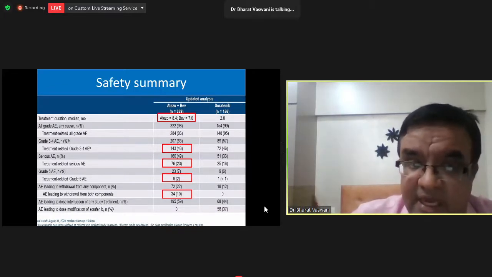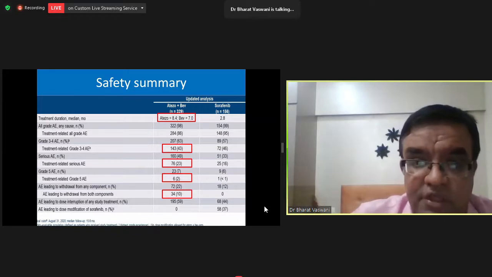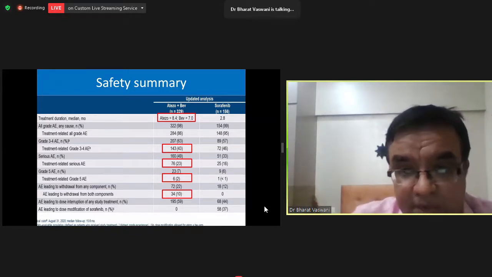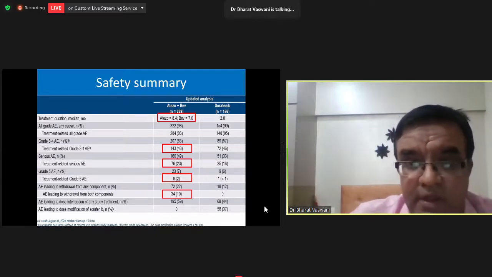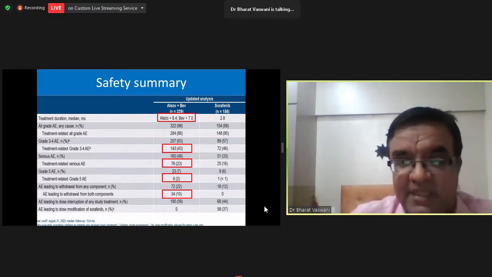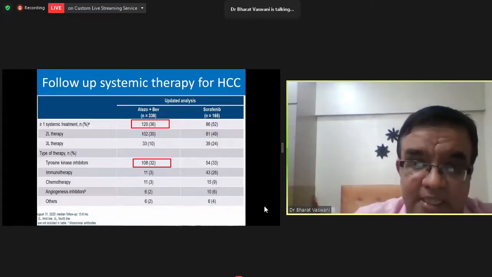23% SAE, serious adverse events. Only 10% of the patients had withdrawal of both drugs. Grade 3 or 4 toxicity 43%, which was in fact lesser than sorafenib, which was 46%. So all in all, a drug which is safer than sorafenib, with all the parameters significantly better, takes the match, as we say, a T20, takes away your final things.